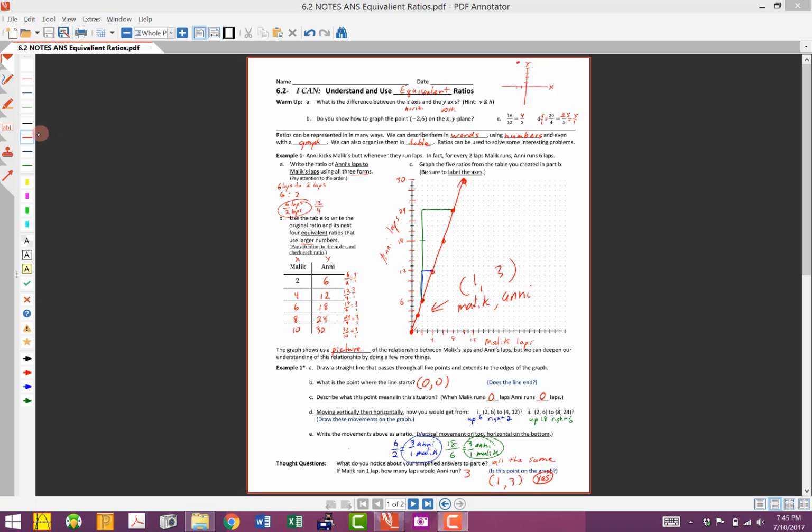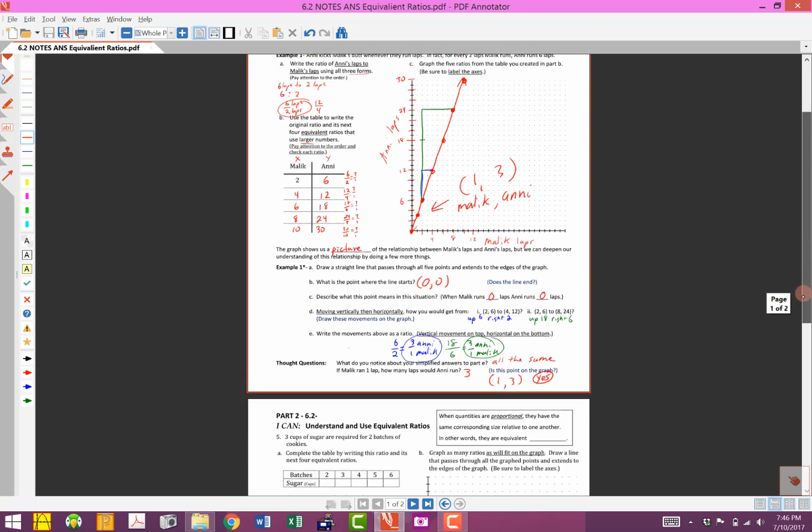Well, we're ready to move on to the second part of 6.2. Remember that on the assignment and on last time's notes, we looked at a problem like this and we went through and talked about how we can use words and numbers and graphs and tables to represent some equivalent ratios, very similar to equivalent fractions and that sort of thing. So hopefully you've got that practice all figured out. And let's take a look at this next part.